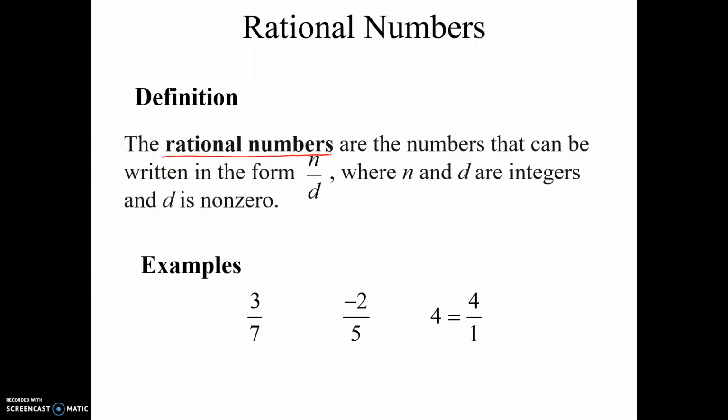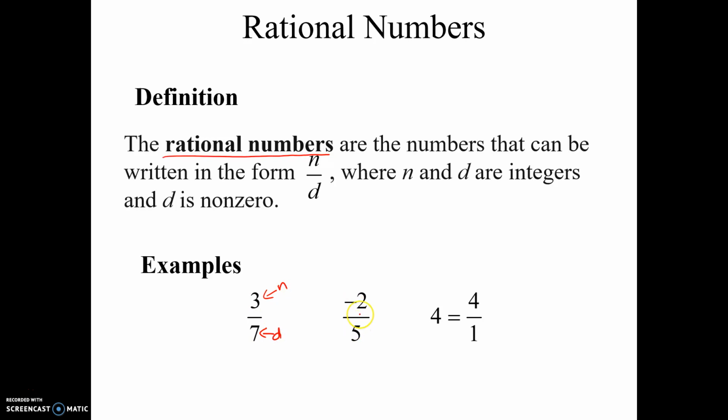Real numbers are separated into rational numbers and irrational numbers. Let's first talk about rational numbers. Rational numbers are numbers that can be written in the form n over d, where n and d are integers and d is non-zero. For example, 3 over 7 is a rational number because it can be written as a fraction, where n, the numerator, and d, the denominator, are both integers.